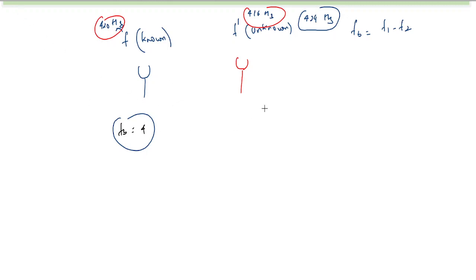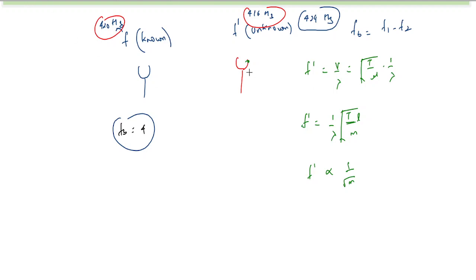For example, if we put some wax onto this tuning fork, then its frequency will decrease, because frequency is given as f dash equals 1 by lambda root of T by mu. Mu is called the mass per unit length, and T is called the tension in the forks. Therefore f dash is proportional to 1 by root m.